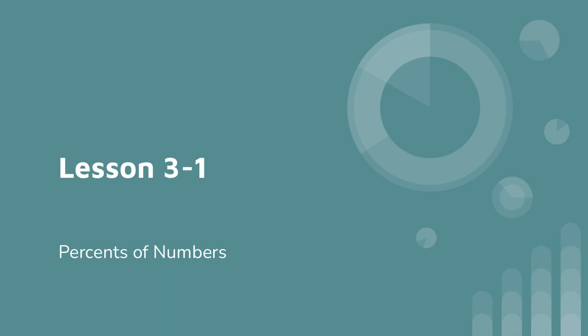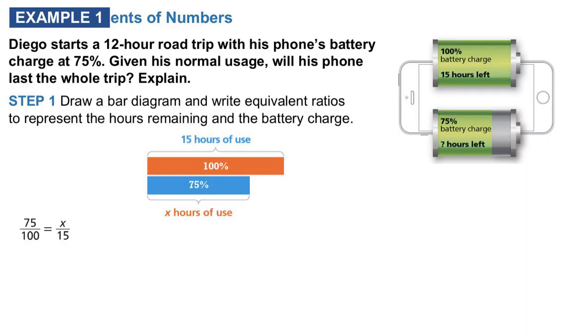This is lesson 3-1, percents of numbers. It is pages 144 to 146 in your workbook. This is example number 1 on page 144.